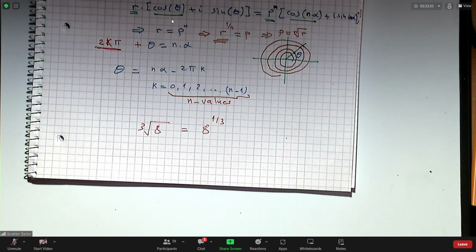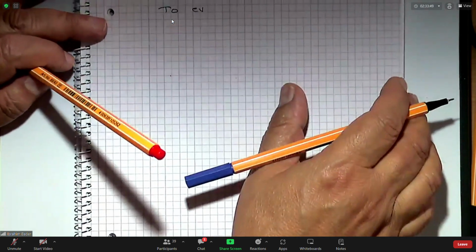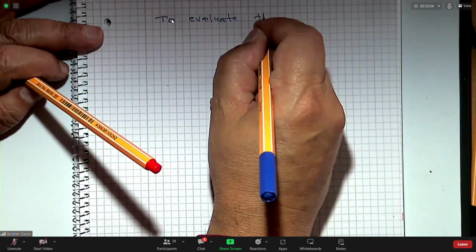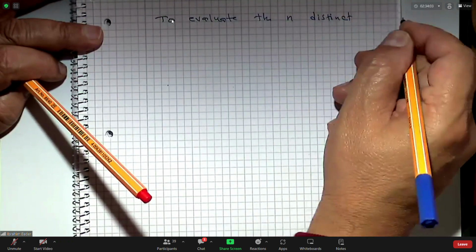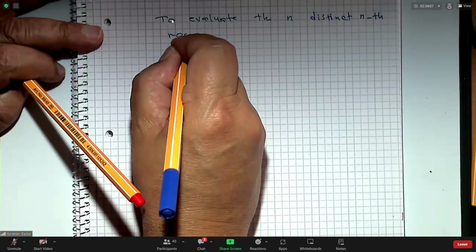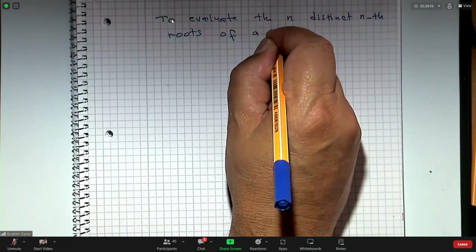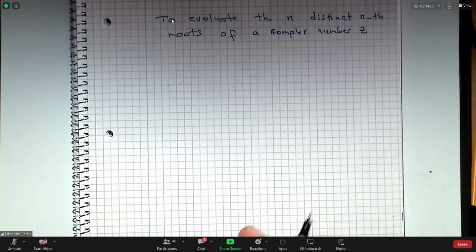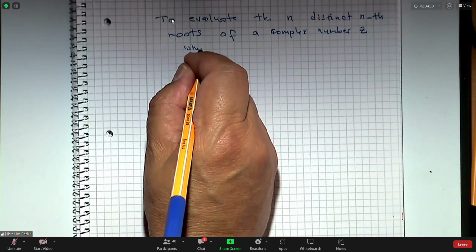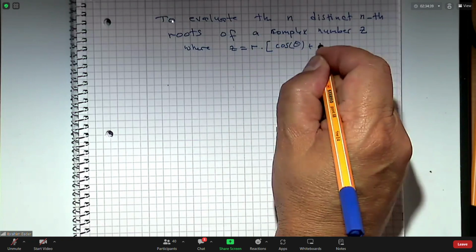That means if we want to evaluate the n distinct nth roots of a complex number z, where z is given in polar coordinates, of course, as r times cosine theta plus i sine theta.